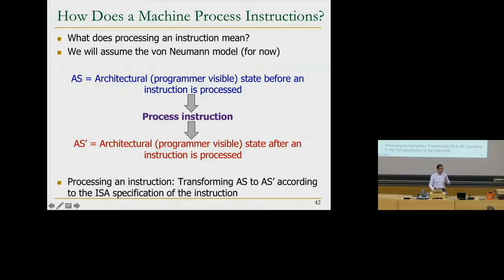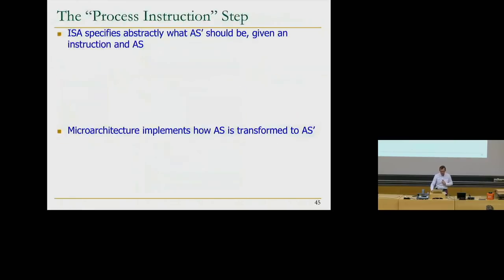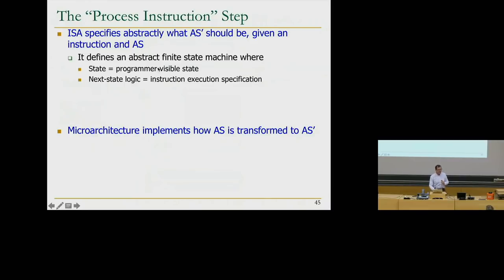Basically, of course, this needs to happen according to the ISA specification of the instruction. And the ISA specification of the von Neumann model is sequential instruction processing specified by each instruction. Okay, so this process instruction step, we're going to go into detail, and we're going to implement the process instruction step. Basically, ISA specifies abstractly what the architectural state prime should be given an instruction and the architectural state. Essentially, it's an abstract finite state machine, right? You have state at the beginning, you have instruction that needs to be executed, and you have state at the end. You can think of this as a finite state machine where the instruction specifies something abstractly combinational, right?